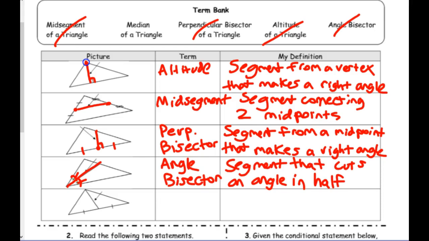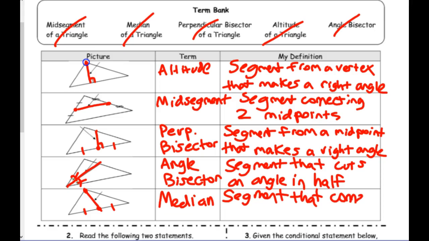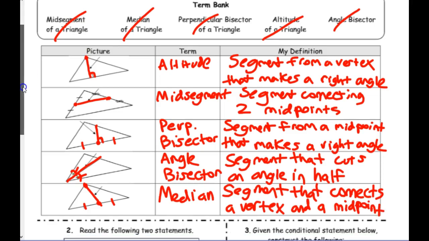Okay, this last one is from a vertex to a midpoint. I know that's a midpoint because of these tick marks. Vertex to midpoint is called a median. That's the first thing we went over on this unit. Median. And that's a segment that connects a vertex and a midpoint. Alright, moving on.